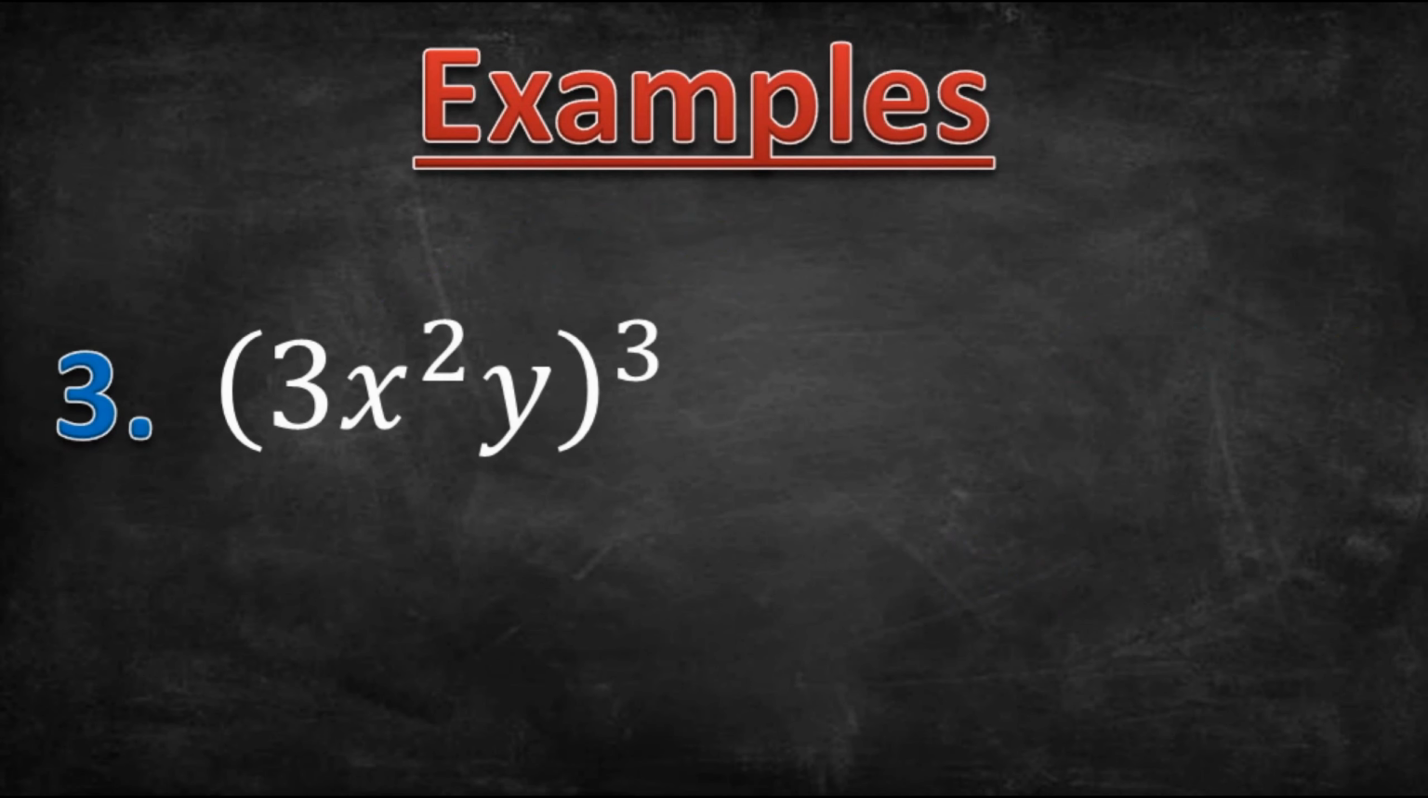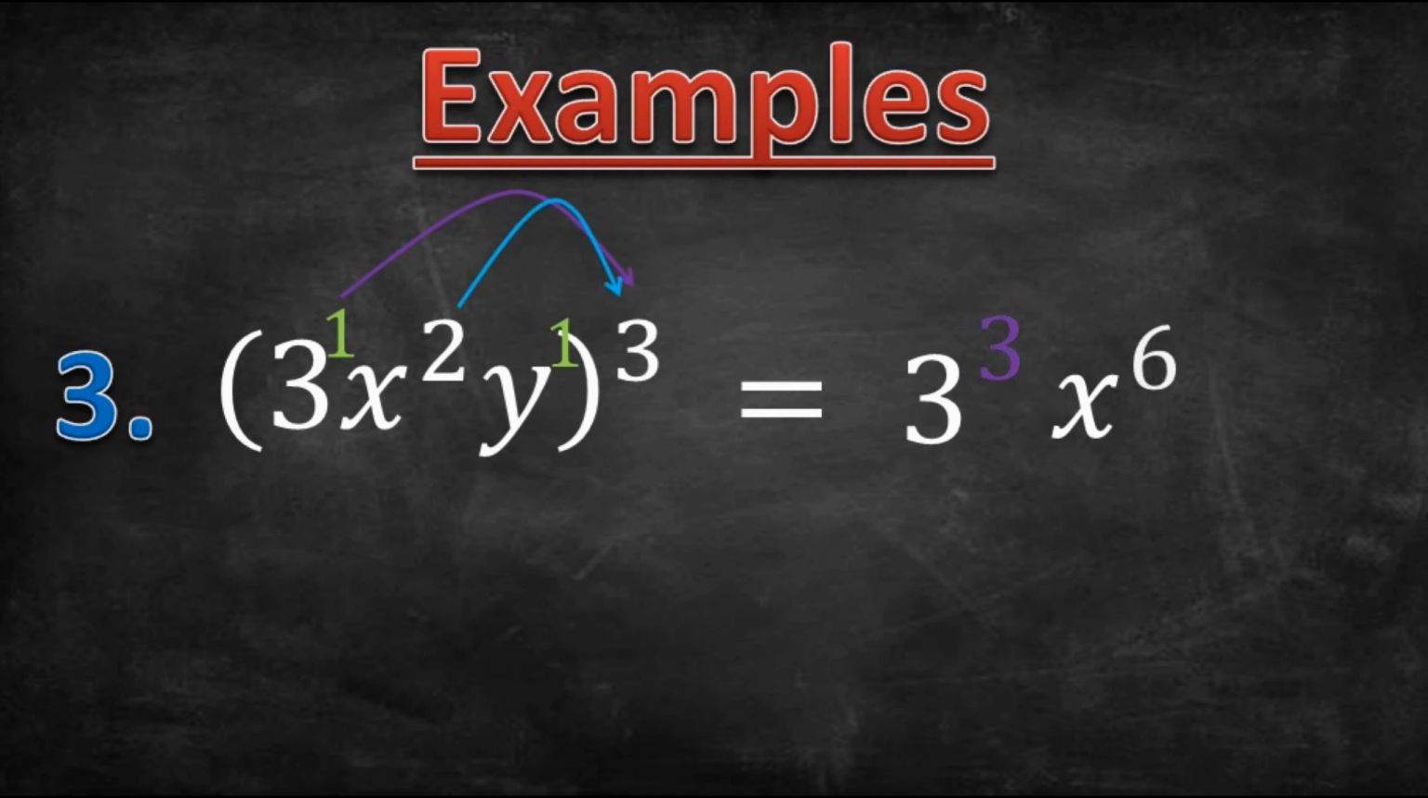There are two things of importance to note about this particular example. Firstly, the power outside the brackets applies to absolutely everything inside the brackets. Then secondly, both the 3 and the y inside the brackets are raised to the power of 1 that we don't write. So applying the third law, we can multiply the powers inside the brackets by the power outside the brackets. So we have 3 cubed, x to the 6, y cubed. And 3 cubed, of course, is 27.